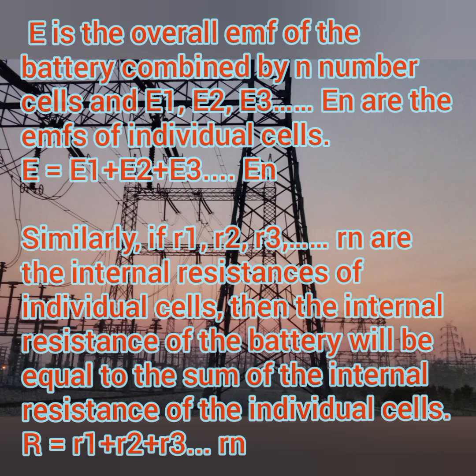Then similarly, the internal resistance, which means the voltage drop in each cell, causes the voltage drop. The internal resistance of the battery will be equal to the sum of the internal resistances of the individual cells, which means the total internal resistance is equal to the sum of the individual internal resistances. This is the connection of your series connected batteries.